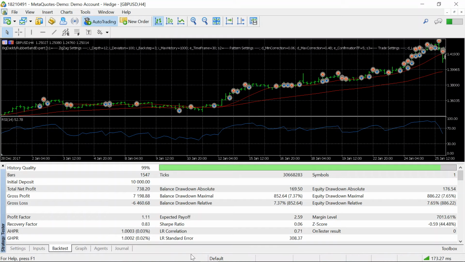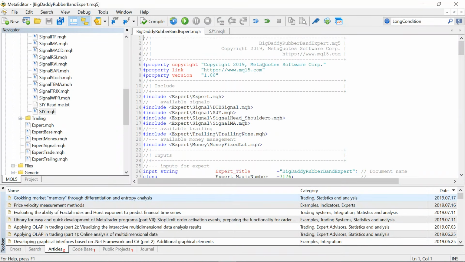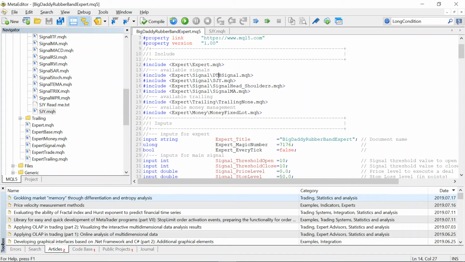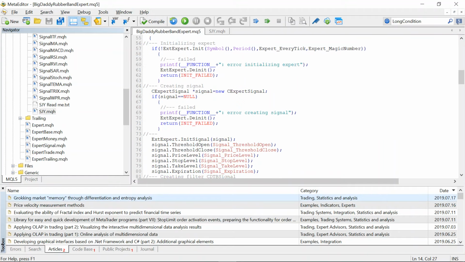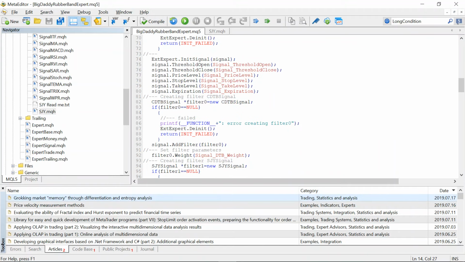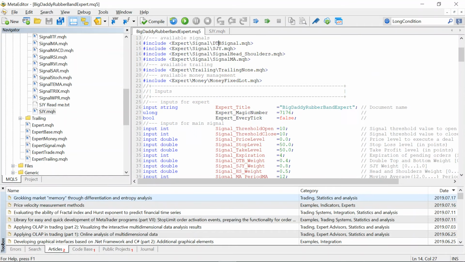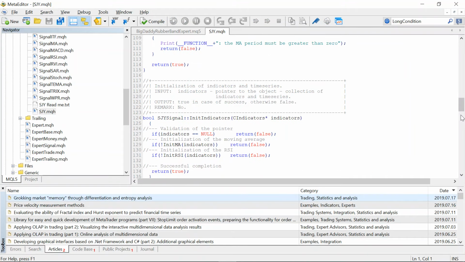So let me go into that code right now. This is the expert advisor for the Big Daddy Rubber Band Expert. As you can see, we have the signal moving average, signal head and shoulders, the SJY, double top and bottom. All of this was created using the wizard. After this was created using the wizard, it hasn't been touched. The majority, if not all of the work, comes from the signal itself. So let me start at the top.